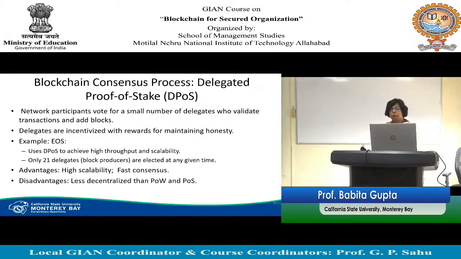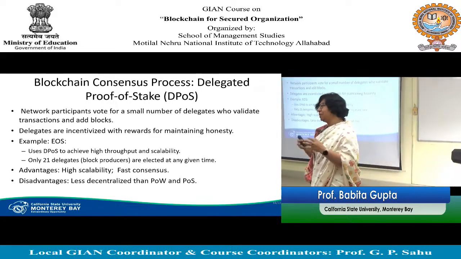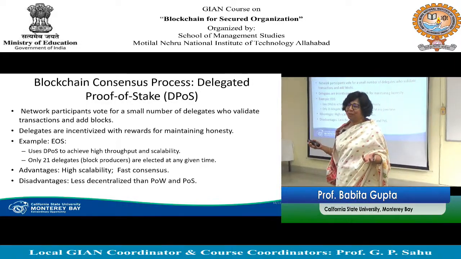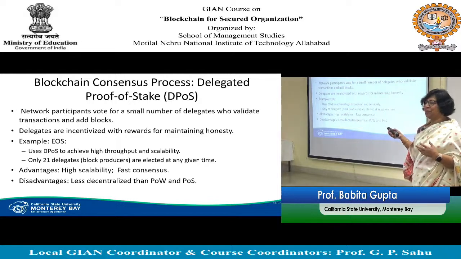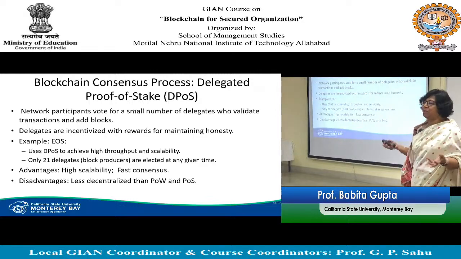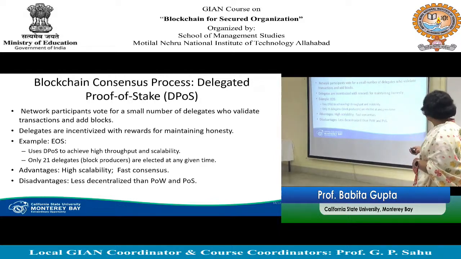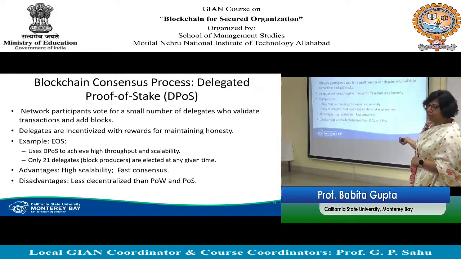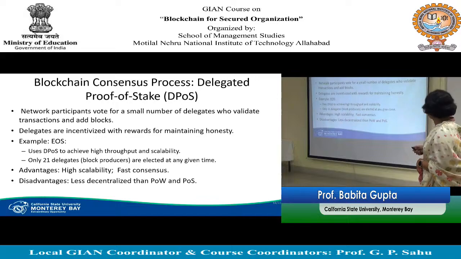Then we have delegated proof of stake. So we have proof of work, proof of stake, and then these different versions that mix and match. The idea here is that instead of who has the higher wealth, it's a voting system. The participants vote for who will be the validators, and then they are the delegated ones. Different variations. The advantage is it's scalable and faster, but the disadvantage is, again, that it is less decentralized.